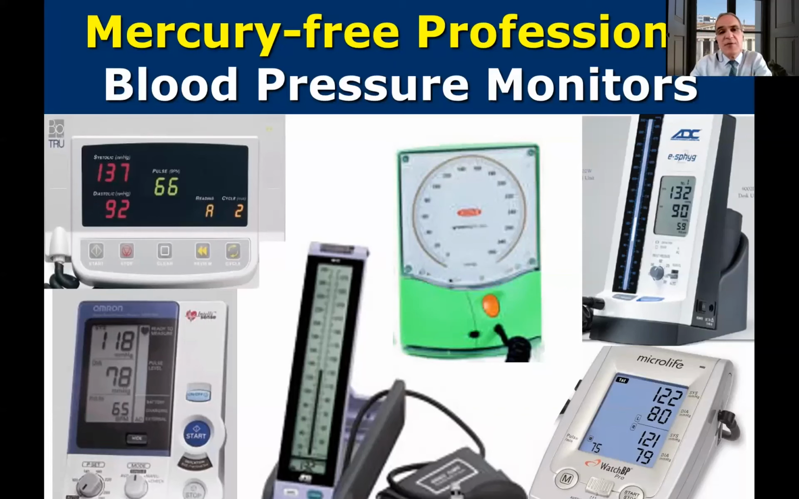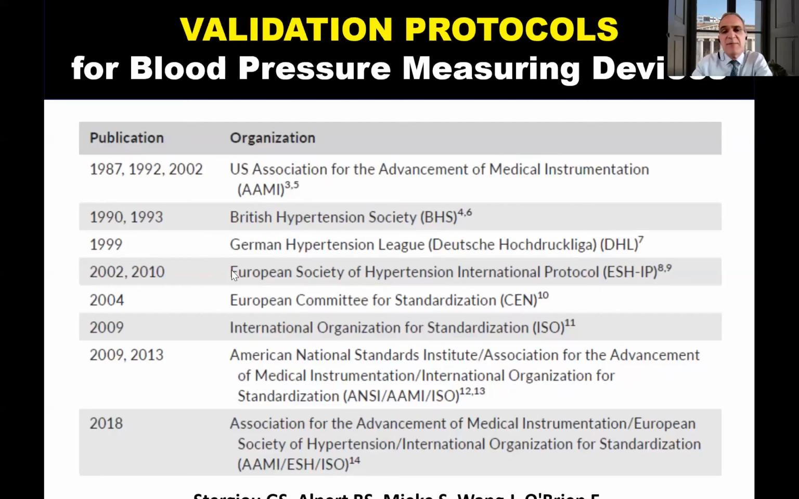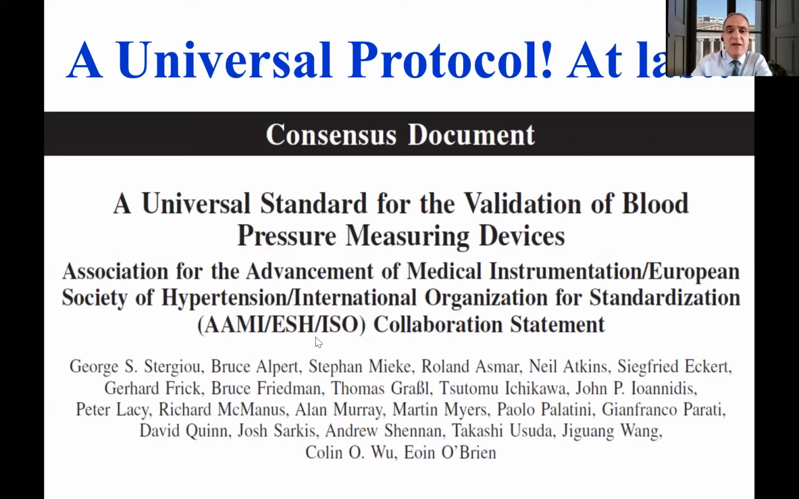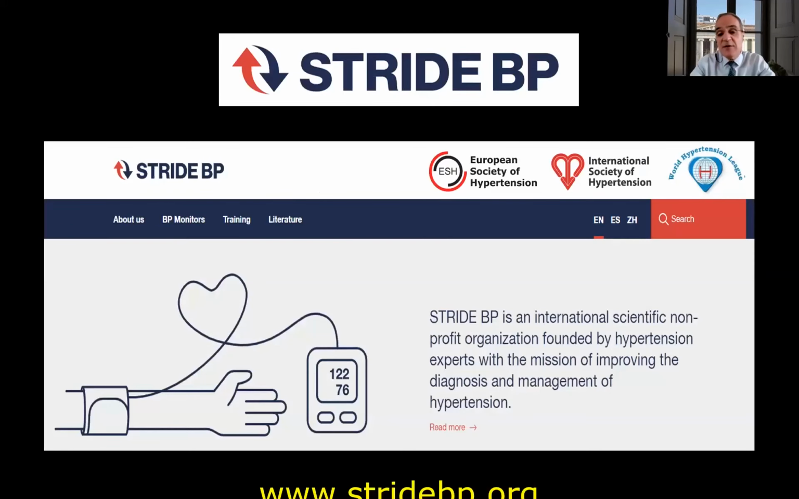And we have some protocols. We used to have some protocols, American, British, German, European, to assess the accuracy of these devices. At last, we have a universal standard agreed by the Americans, the European Society of Hypertension, and the ISO organizations. We now have a single protocol, and all the devices should use it to tell us whether the device is accurate or not. And if you want to know which devices are accurate, you should go to the StrideBP website.